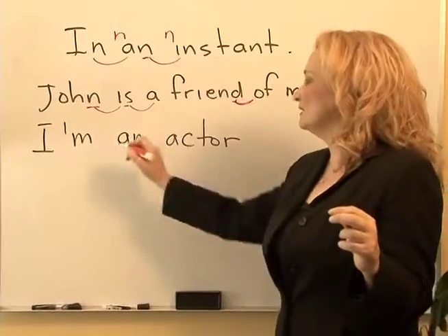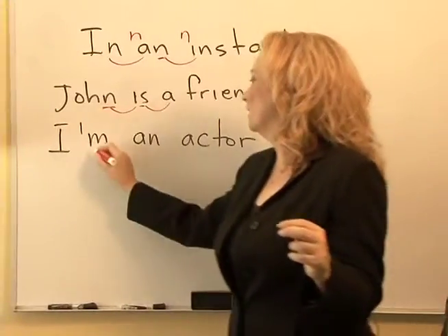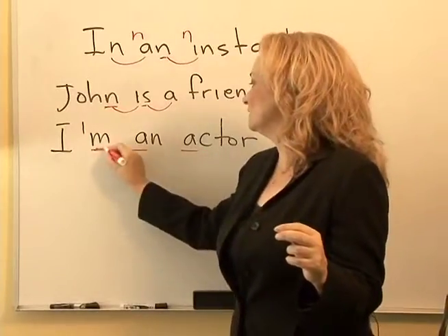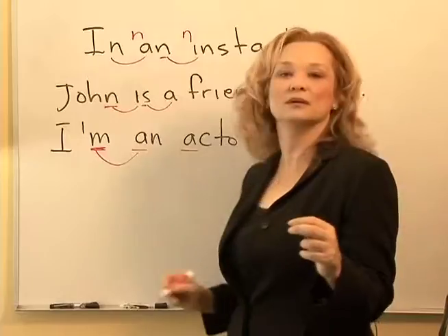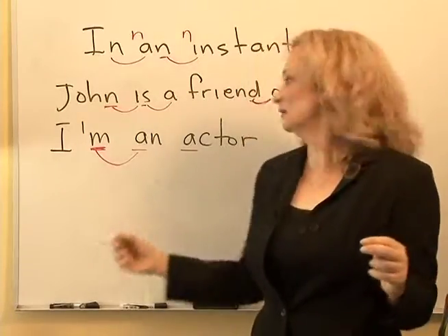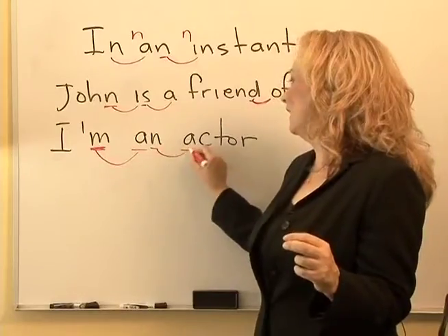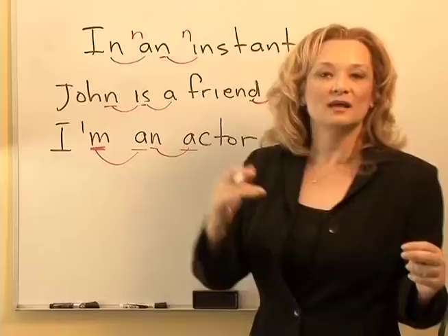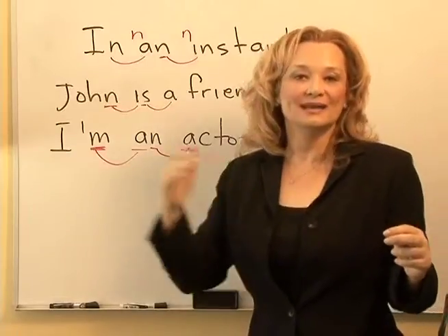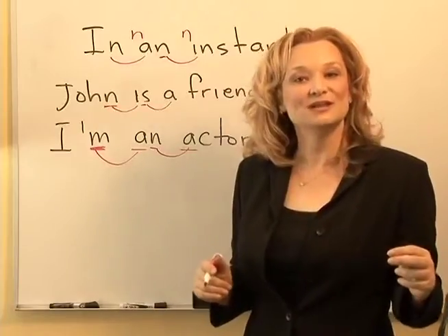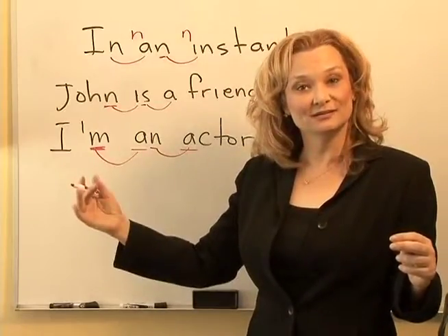All right, let's look at one more example. I'm an actor. Look at this, consonant plus vowel. So we say what? I'm an. And again, N plus A, we don't say an actor. We say an actor. Repeat. I'm an actor. I'm an actor.